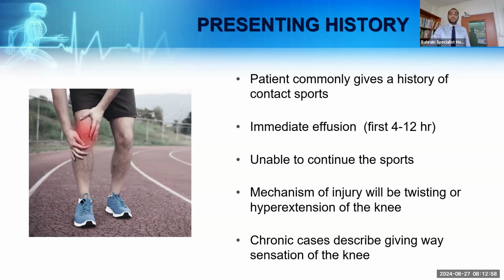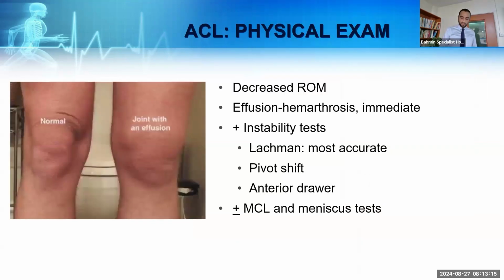The mechanism of injury, as I explained earlier, is more of a twisting and hyperextension of the knee. Chronic cases also give a history of a giving way sensation, that is instability of the knee, especially while climbing down the stairs and also especially while running and twisting the knee.